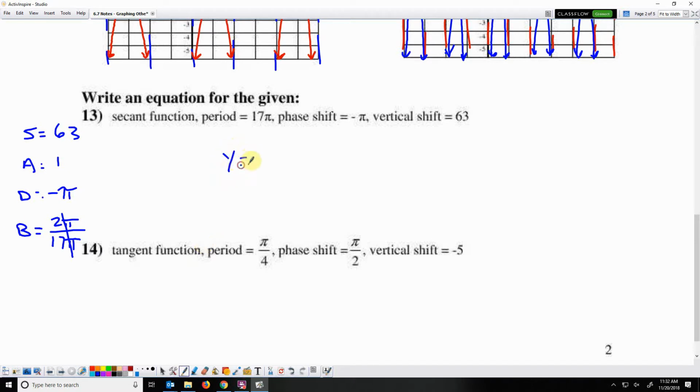So y equals sinusoidal axis 63 plus the amplitude 1 times secant B times theta, and then opposite of the displacement, plus pi.